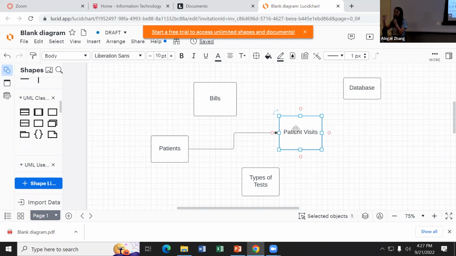I saw Alexa was raising her hand. So later I will get to you. Let's first deal with the relationship between patient and patient visits, and then I can throw my next question to you.